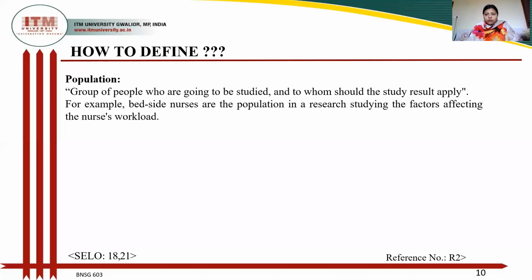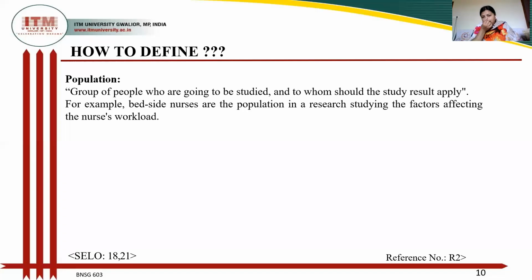Now again come back to our example of the BSc students only. All over India, 4th year students are there. If I do the study only on ITM 4th year BSc nursing students, I may say that I can apply it for everyone. So the whole 4th year students of India or the world, you may say, they are called the population. The group of people who are going to be studied and to whom the study result should apply. It is called what? The population.